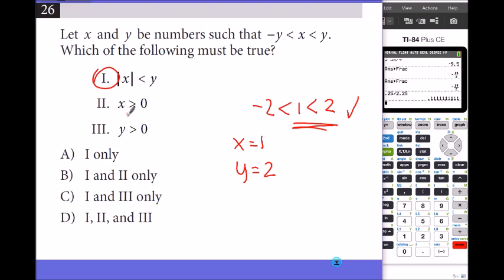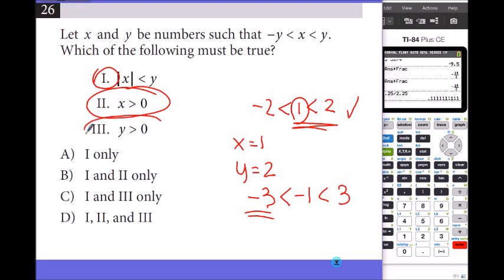Can it be negative 1? Let's see. If x is negative 1, you can have 3, and you can have negative 3, which is true. So x can be negative, but here actually asking if x can be positive. Yes, x could be positive. And y must be positive, yes, because the other side must be negative. So it is all true. D.